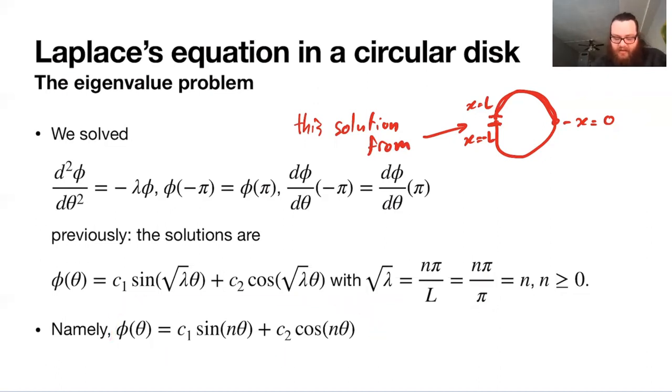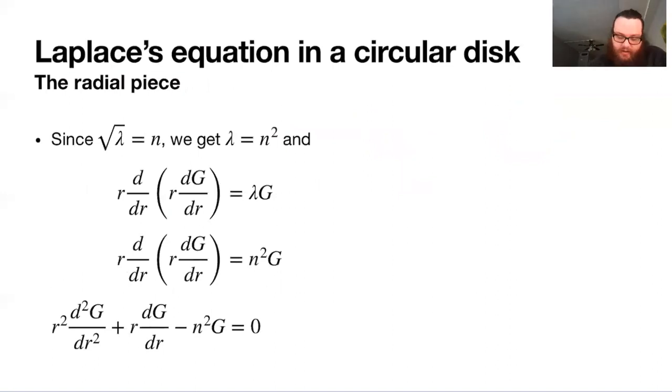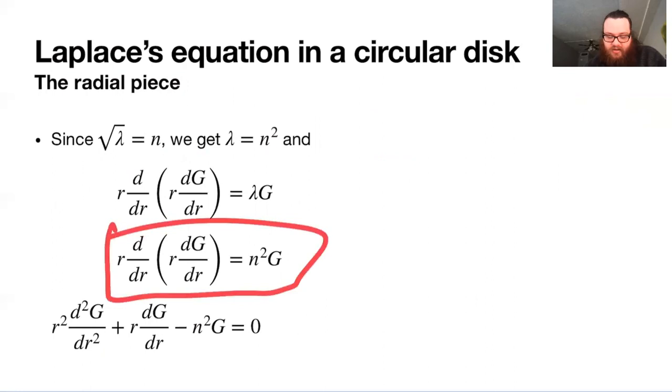Okay, phi of theta is equal to some constant times sine of n theta plus some constant times cosine of n theta. And of course, when n is equal to 0, phi of theta is just going to be a constant. Okay, so now let's take what this eigenvalue was, plug it into the other ODE, in terms of G, and then see what we get. So this was the ODE for G, plug in for lambda equals n squared, you get this.